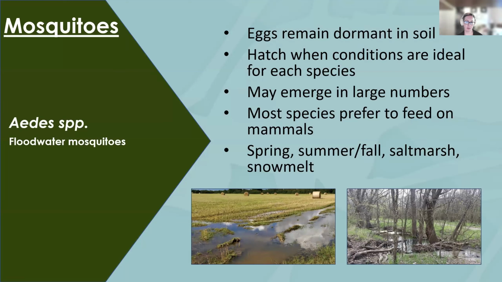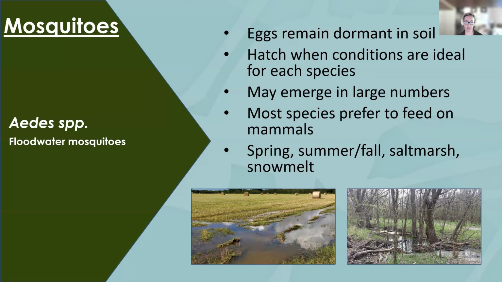The next mosquitoes that I want to talk about are a very, very large group that have a few things in common. So we call these floodwater Aedes or floodwater mosquitoes. And there's many, many similar species that all have slightly different preferences for habitat. But all of these lay eggs that remain dormant in the soil, potentially for years, which creates a condition where those eggs will wait to hatch until conditions are just right for that species. When the conditions are right, they may emerge in extremely large numbers.